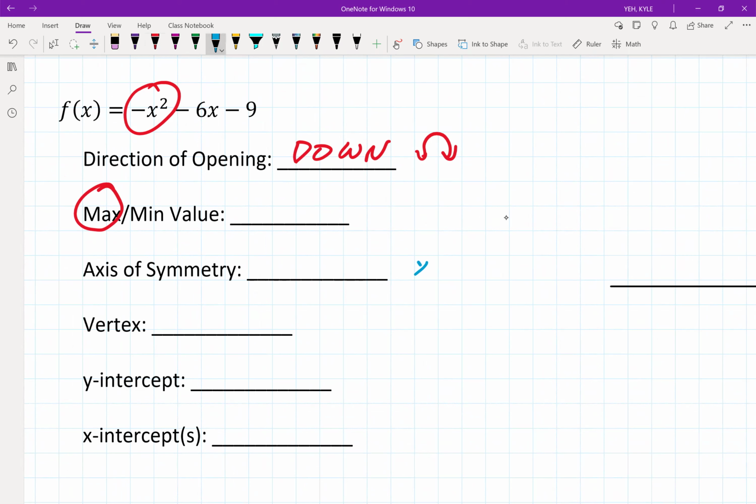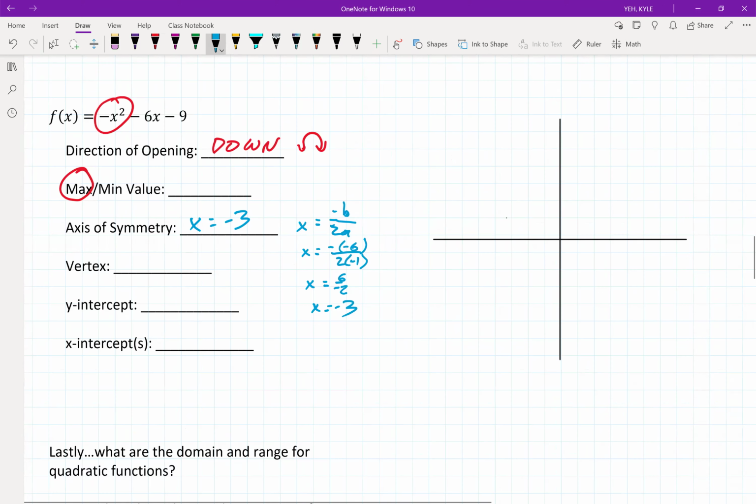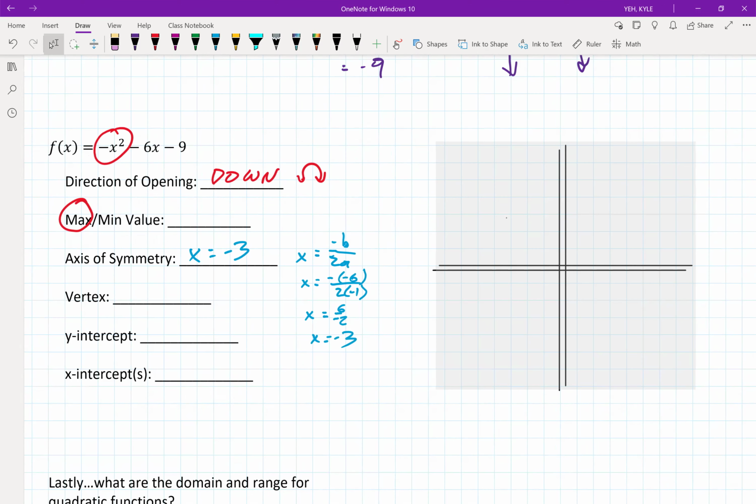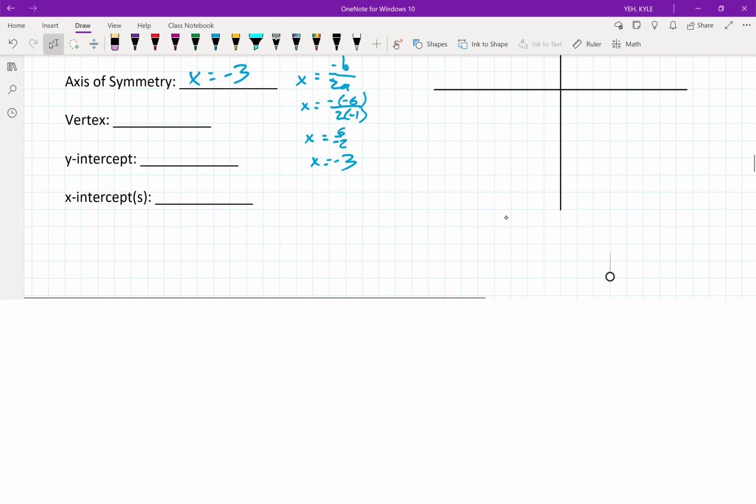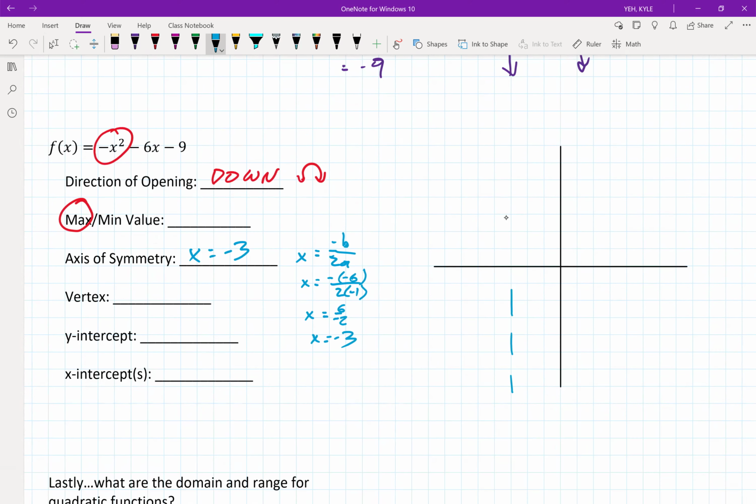Axis of symmetry, x equals negative b over 2a. That means negative 6 over 2 times negative 1, 6 over negative 2, negative 3. X equals negative 3. And I know I'm going through this one really quickly. Since you had time to work on it while the video was paused, I will not rush it, but go through it at a pretty good pace. So x equals negative 3. There we are, axis of symmetry.